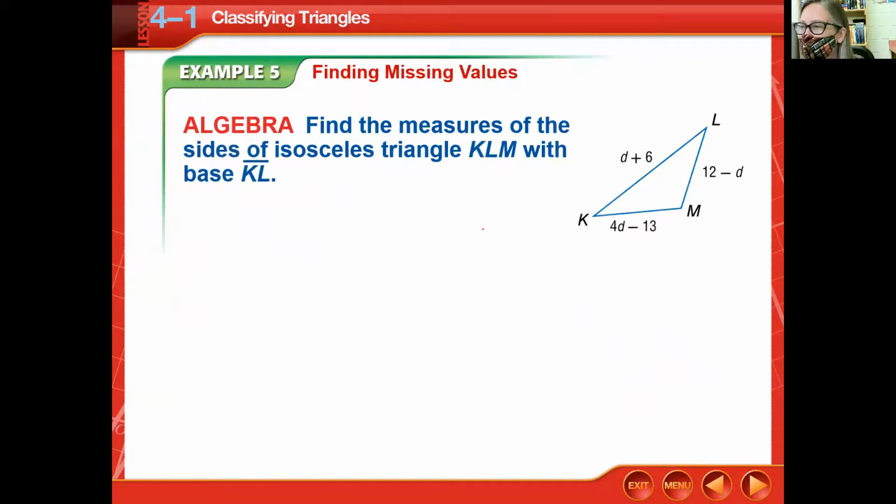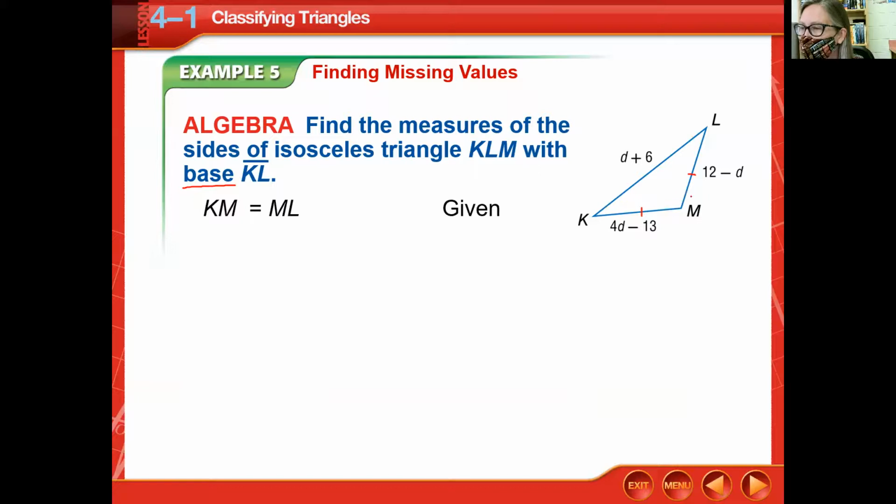Alrighty, so here it says find the measures of the sides of an isosceles triangle, and it has this word here. The base is KL, so segment KL is the base, and I didn't go over that when I told you what isosceles was. It has two sides that are the same length. The third side is referred to as the base, even if it's not at the bottom. So if KL is the base, that means that KM and LM are the two sides that have the same length. So you can use that information to find the value of D.